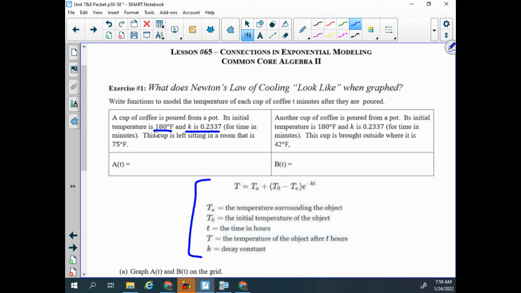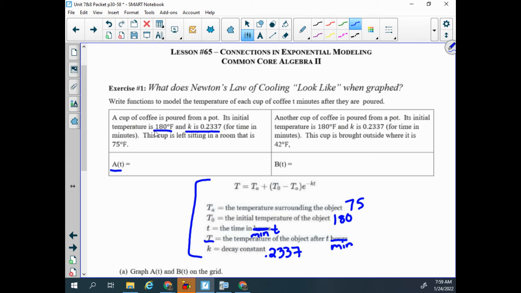We're just going to write down the values that we know. So the temperature surrounding the object, the temperature of the room, is 75. The initial temperature is 180. T is a variable, small t, and this specifically we'll need to cross out. This is minutes, and we know we can change that time value depending. So this will be minutes as well. The temperature of the object after t minutes, so that big T is going to be our A of t in this case, and then the decay constant is 0.2337.